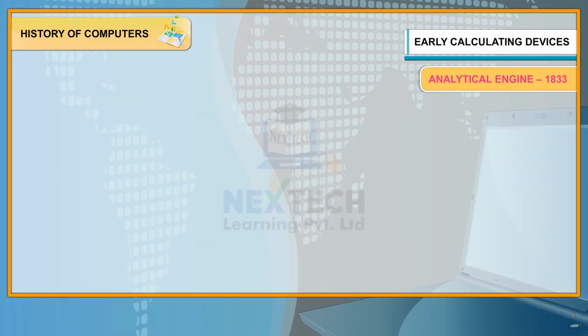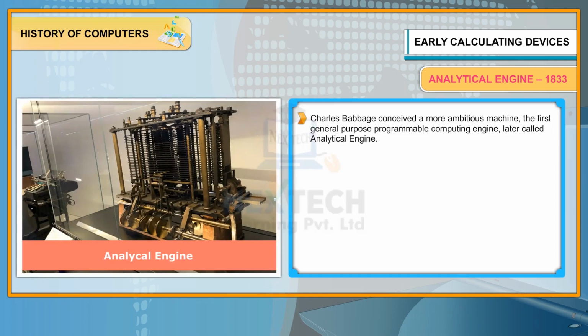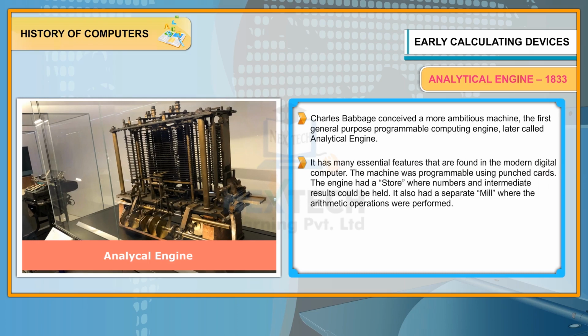Analytical engine, 1833. Charles Babbage conceived a more ambitious machine, the first general-purpose programmable computer engine, later called analytical engine. It has many essential features that are found in the modern digital computer. The machine was programmable using punched cards. The engine had a store where numbers and intermediate results could be held.